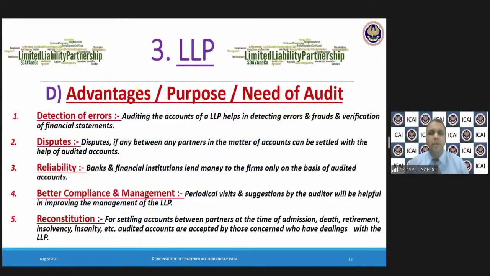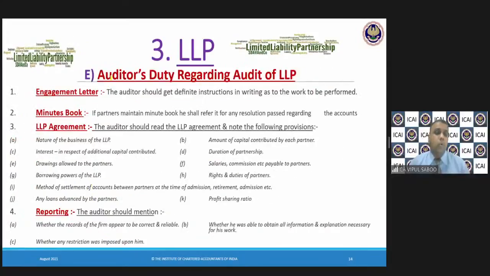So advantages, purpose, need of audit, simple. We have read about it in partnership as well. Detection of errors, disputes, liability, better compliance and management, reconstitution. We have read about it in partnership. Okay. What is the auditor's duty regarding audit of LLP? Engagement letter. Again, the auditor should get definite instructions in the form of an engagement letter. Minutes book. This was there in partnership as well. The points are almost similar to partnership in audit case.